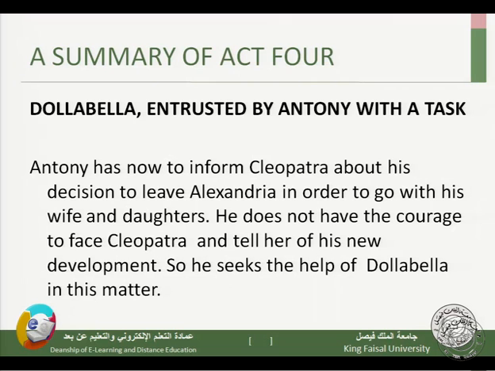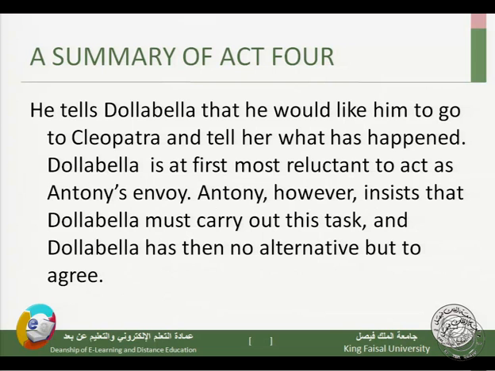So he does not have the courage to face Cleopatra and tell her of his new decision. So he seeks the help of Dolabella in this matter. He asks Dolabella to go instead of him to Cleopatra and to tell her about Antony's decision. He tells Dolabella that he would like him to go to Cleopatra and tell her what has happened. Dolabella is at first most reluctant. Reluctant means refusing this task, to act as Antony's envoy or messenger.